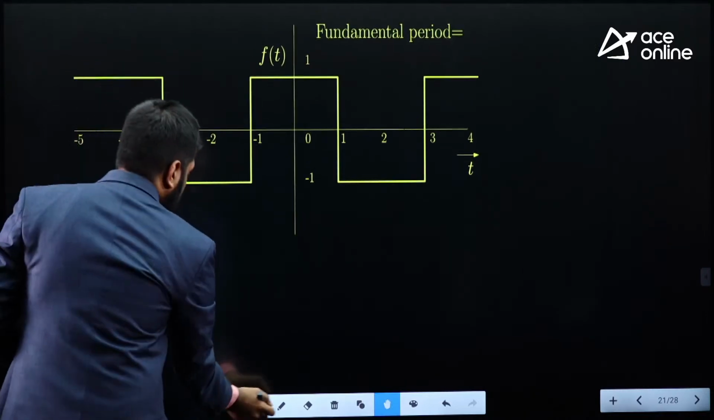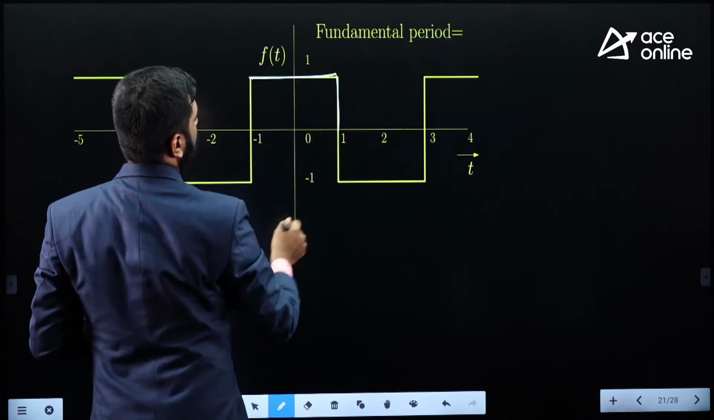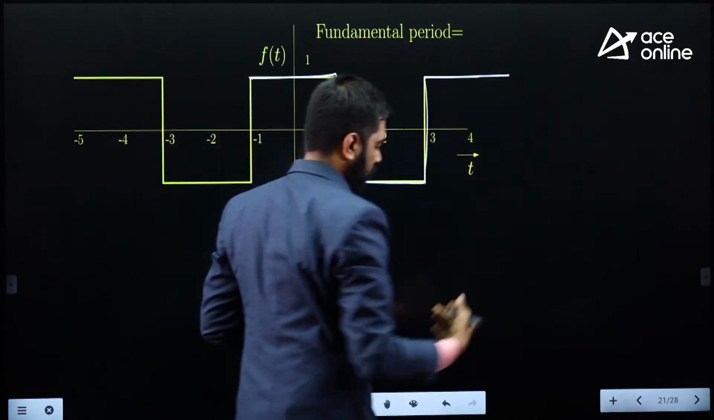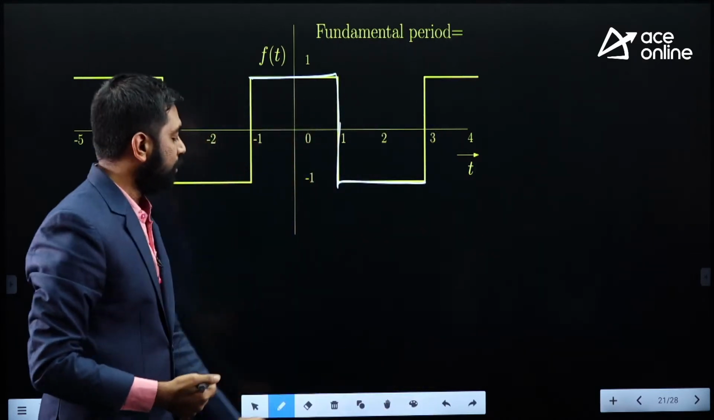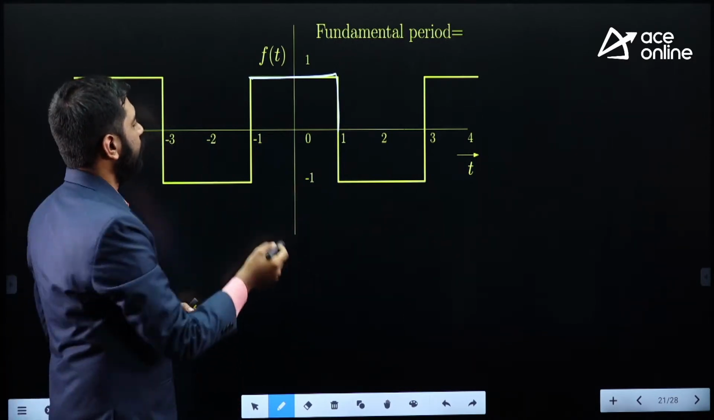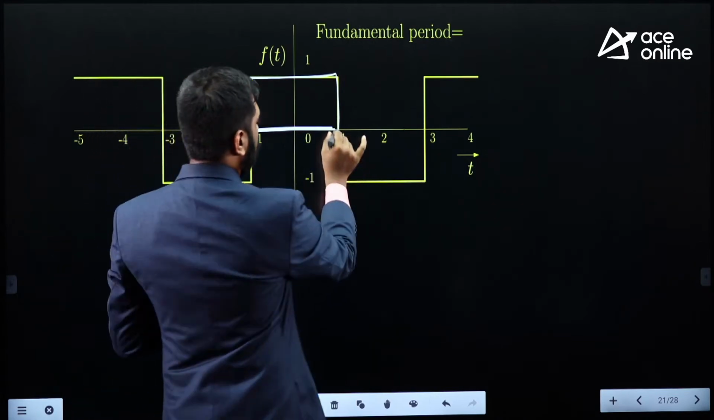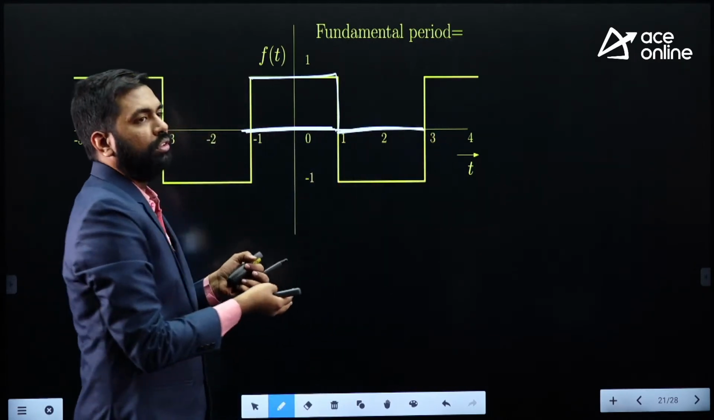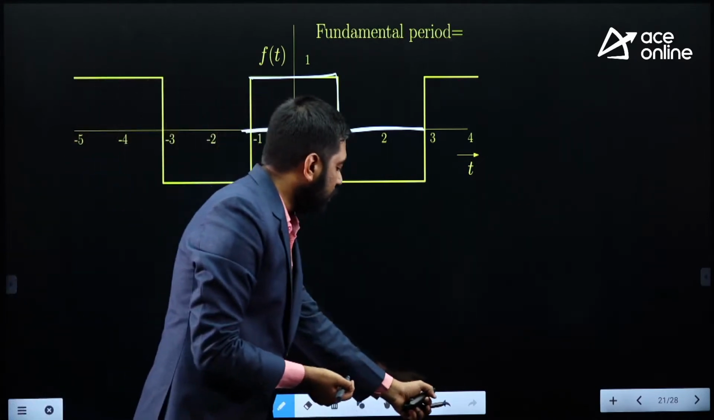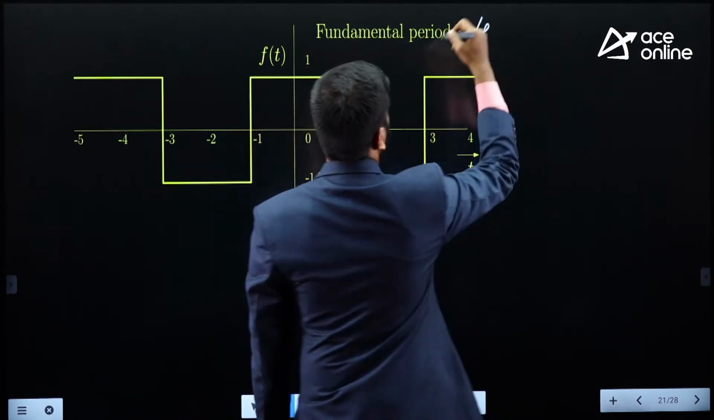First of all, what's the fundamental period? If you look at this waveform, it's 1 and then from here onwards it's minus 1. Again you see 1 and then minus 1. So it's periodic. The first question is, what is its fundamental period? Now look at this duration. How much is this? This is 2 units. Look at this. This is 2 more. So now, how much is a fundamental period? It is 4 units. The fundamental period is 4.